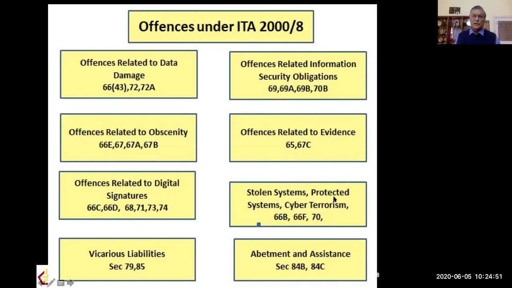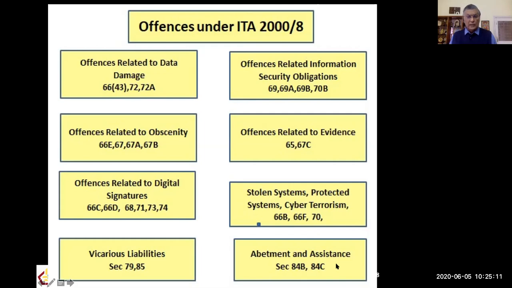There are offenses related to evidence, 65 and 67C. There are offenses related to stolen systems. Use of a stolen system is an offense with 3 years imprisonment. Protected systems, Section 70, where even an attempt to access will have 7 years imprisonment. Then cyber terrorism, which has got life imprisonment.